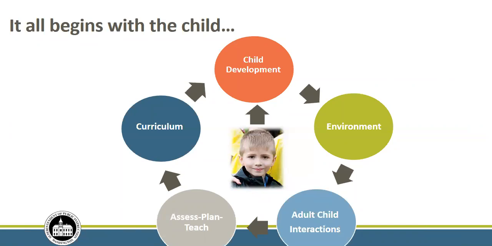Finally, once we know all of those things, then we can begin to assess, plan, and teach. So what does our assessment show us about the strengths of this child and the areas that this child needs to grow? Every child has something that they need to develop in, and every child has an area of strength. And that's the beauty of this tool. It's not just looking at a child through the lens of reading, writing, or math, but it truly does look at the whole child.